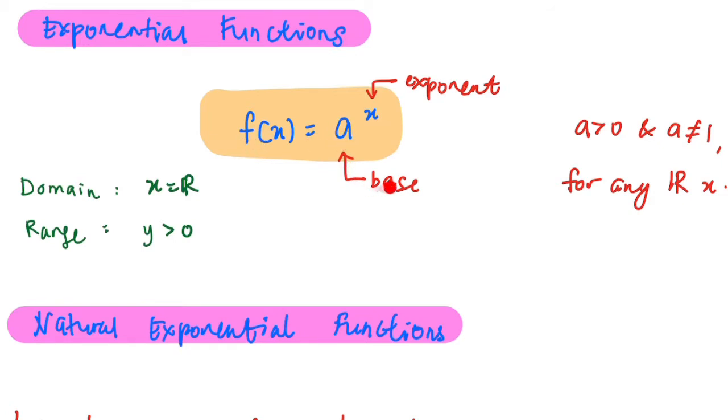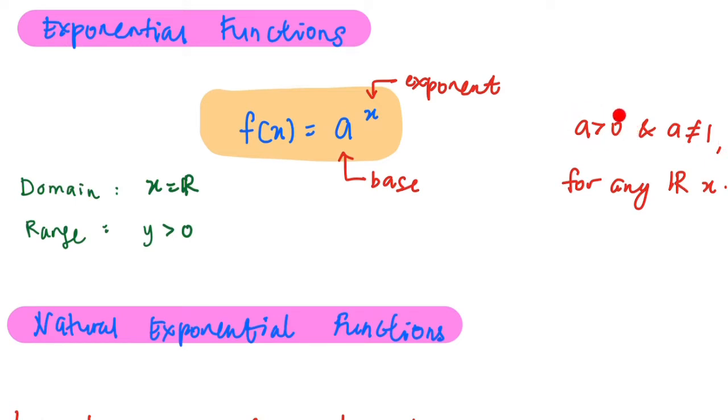So a here is your base. x here is your exponent. We have two rules for your a, the base. First, a must be more than 0. Another one, a cannot be equal to 1. Okay, so what is the reason?